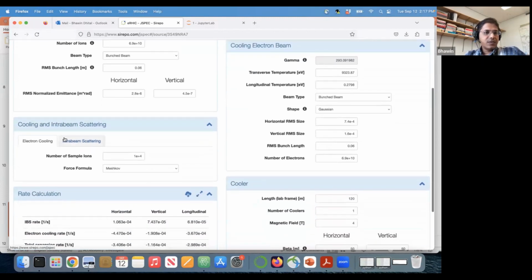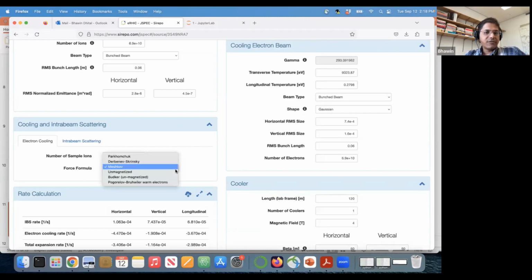Another section is cooling and intrabeam scattering. We give the number of sample ions as 10 to the power 4. This is how you divide or slice the total proton beam size, to make it interact with the electron beam. You can get more information about this in the JSPEC user manual. And the force formula is here, but you can use a different force formula. There is also an unmagnetized force formula. This is an example of magnetized cooling, and I'm just taking the Meshkov force formula, but you can play with a different force formula.